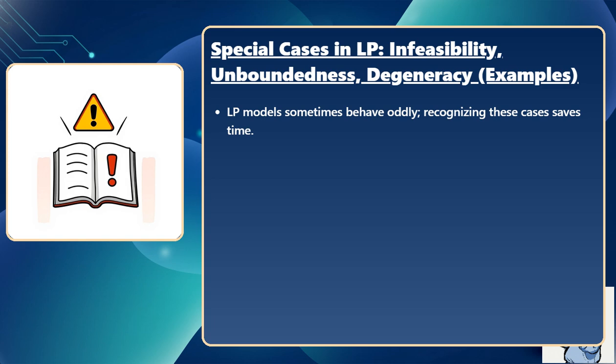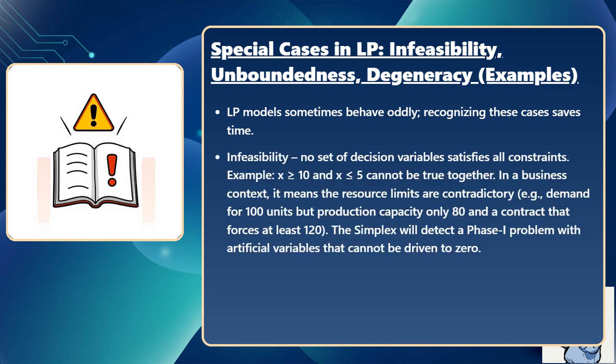LP models sometimes behave oddly. Recognizing these cases saves time. In infeasibility, no set of decision variables satisfies all constraints. Example: x greater than or equal to 10 and x less than or equal to 5 cannot be true together. In a business context, it means the resource limits are contradictory. For example, demand for 100 units but production capacity only 80 and a contract that forces at least 120. The simplex will detect a phase 1 problem with artificial variables that cannot be driven to zero.